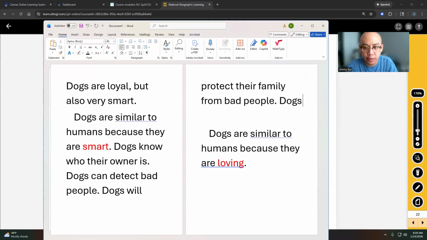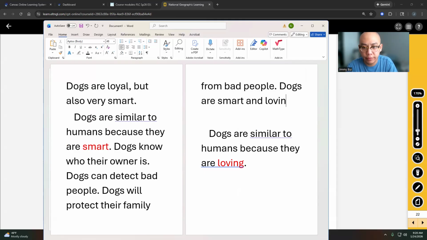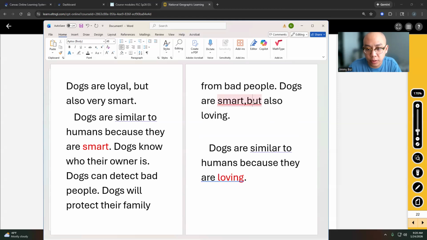Dogs are smart and well, but also, and as I'm writing this, right, I'm making changes. Because that's what writing is.